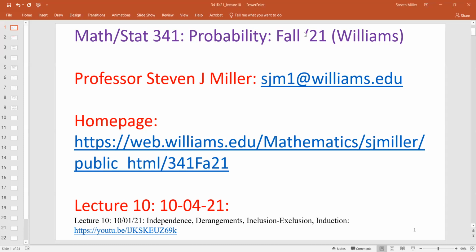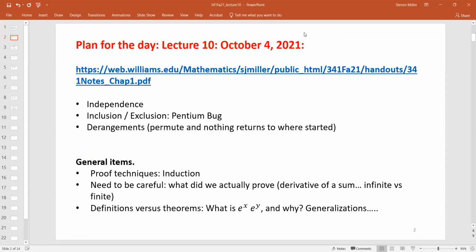What are we going to be discussing today? We'll be talking a little bit about independence, a little bit about inclusion, exclusion. We've already seen a little bit about inclusion, exclusion. We'll talk a little bit about derangements. These are when you permute and nothing returns to where it started.